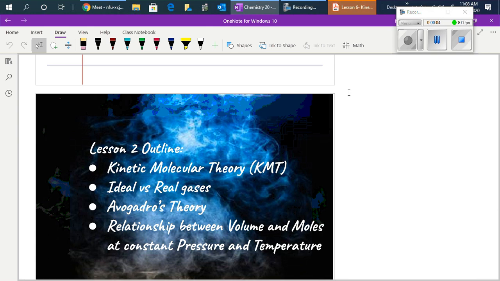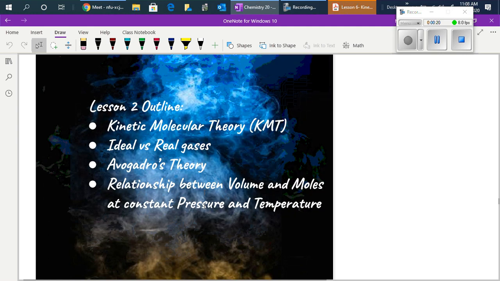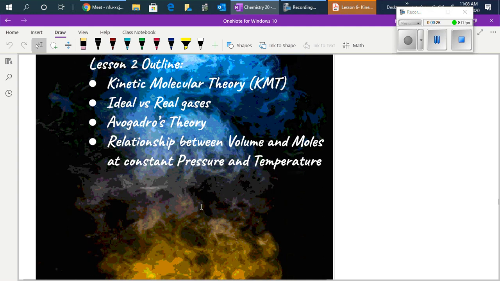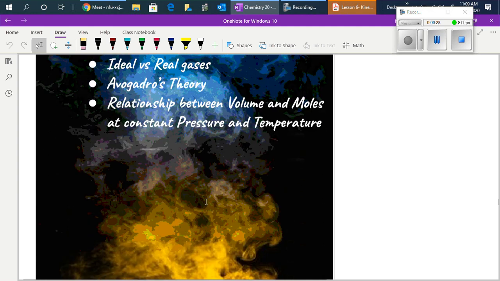So this is lesson 2 of the gases unit, and what we will focus on mostly in this unit is what is known as the kinetic molecular theory, or KMT, ideal versus real gases, Avogadro's theory, and a relationship between volume and number of moles at constant pressure and temperature.